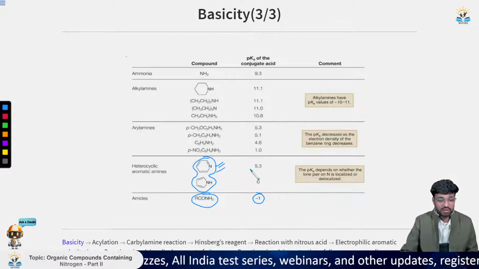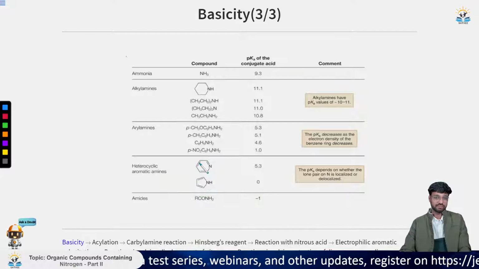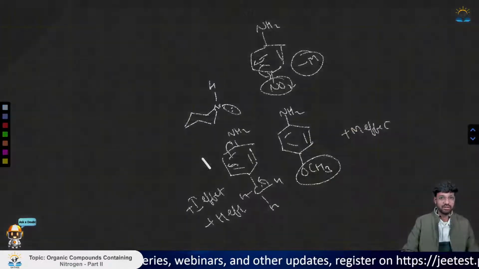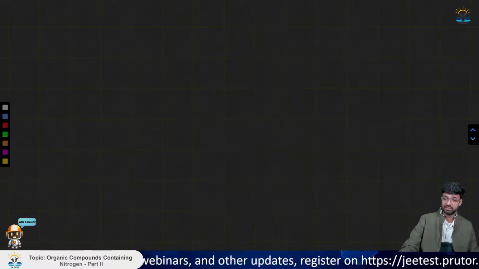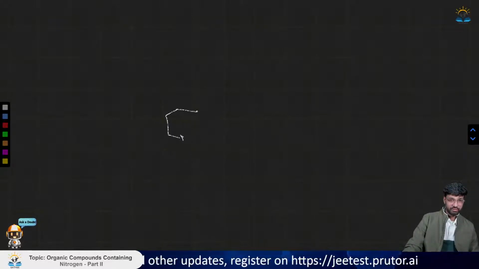So this is the overall order of basicity. You can refer to this table again and again and find your answer to every basicity question. Now I can have a third overview here also.